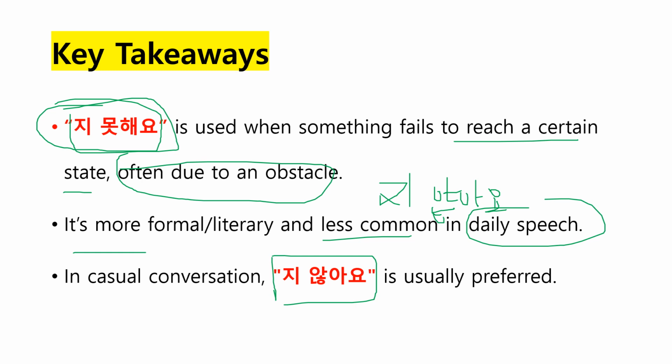So you are kind of 100% sure that, oh, it's not clean, it's not fresh 100%, it's not wide 100%. Okay, so yeah, that's it. That's the difference between 지 못해요 and 지 않아요, and how you use it with adjectives.